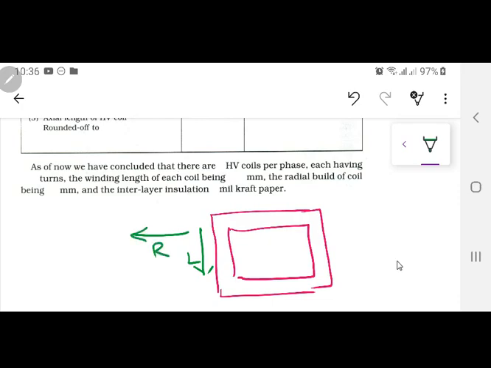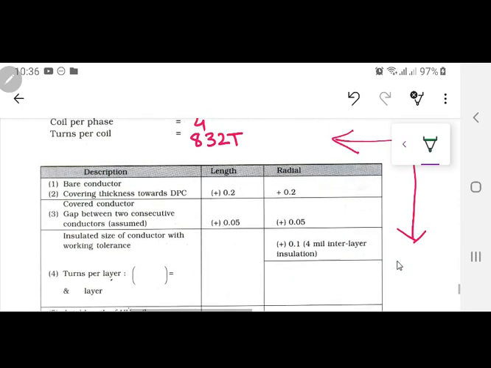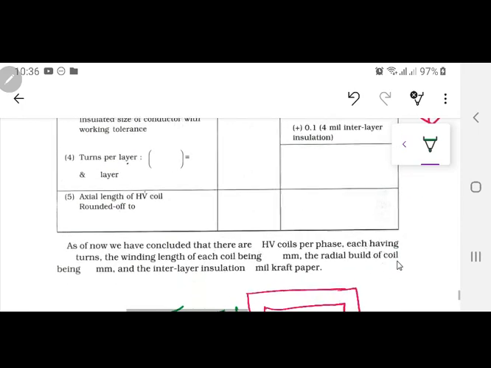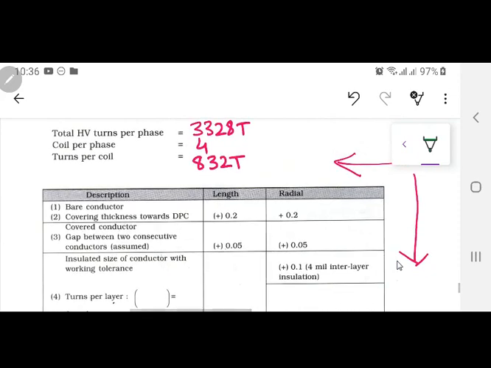So in this table over here, at the end, I am going to try to find out the radial length and the length of the window over here. So first thing first, what is the bare conductor? It's 1.7. Okay, so here on the length side this is 1.7. On the radial side it is also 1.7. Why? Because it's a circular conductor. If it was something rectangular or a square conductor, then it would be different. So here this is equal to 1.7.